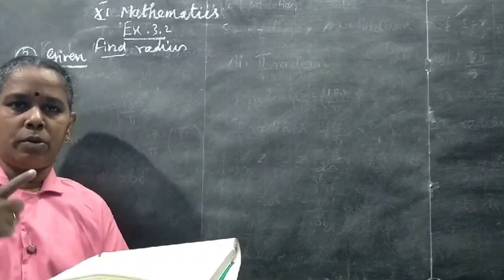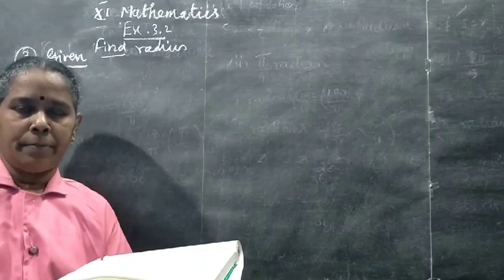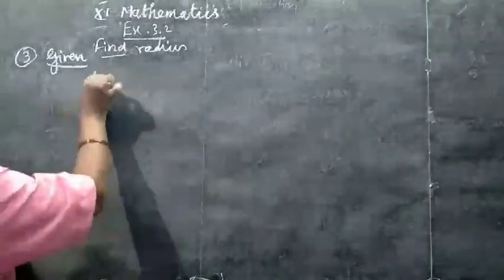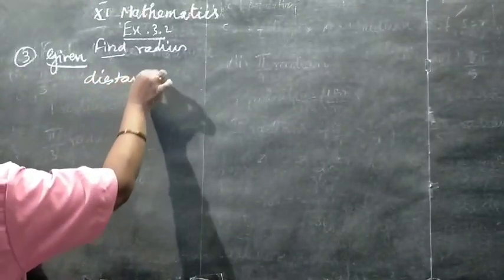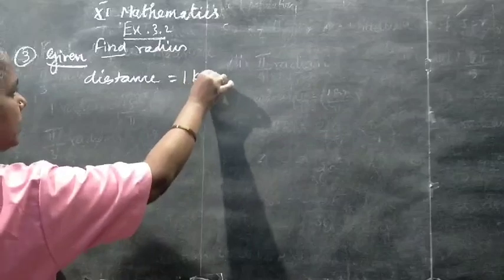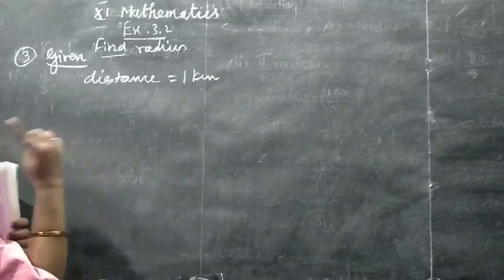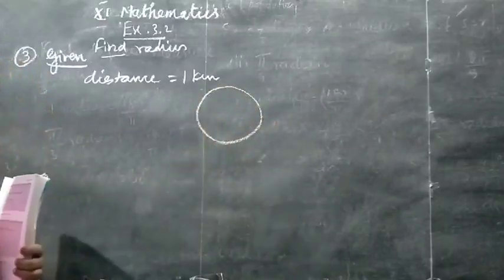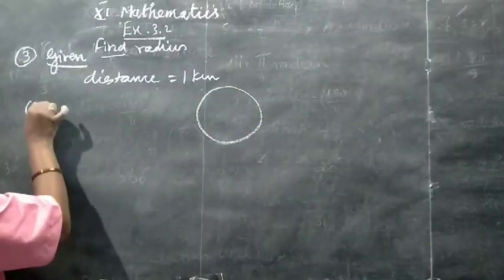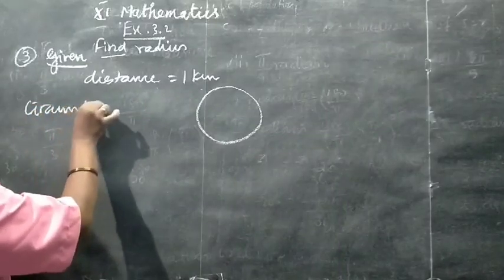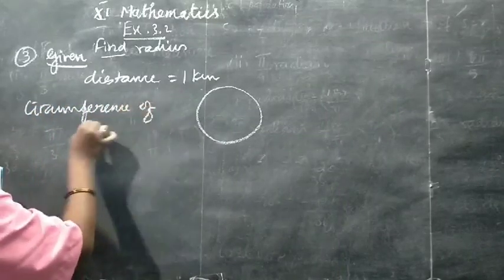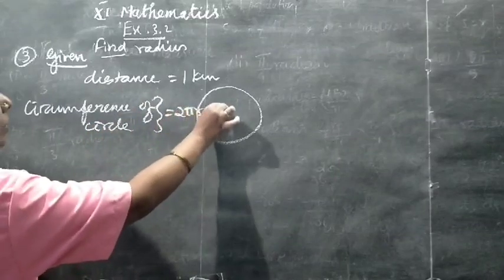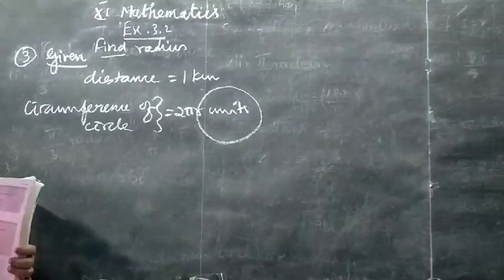kilometer. If he runs 5 times, the distance it covers is 1 kilometer. So the distance covered by the athlete around the circular path is 1 kilometer. Okay. Circular path, we know that the path around is nothing but the circumference. Is it not? So the circumference of the circle is 2πr units. Is it not? This is 2πr units.